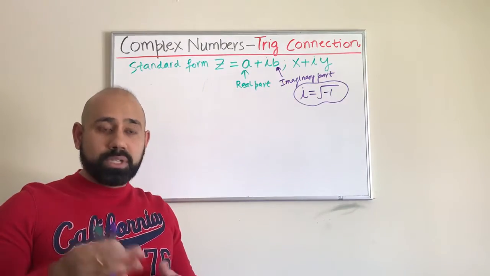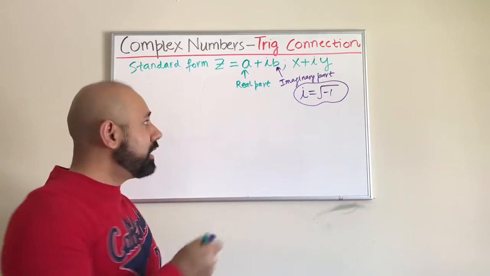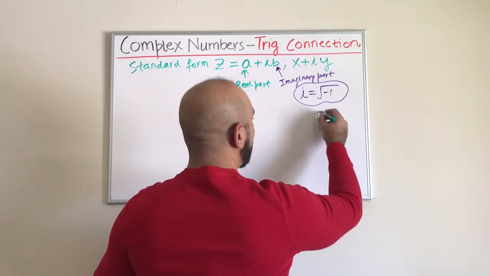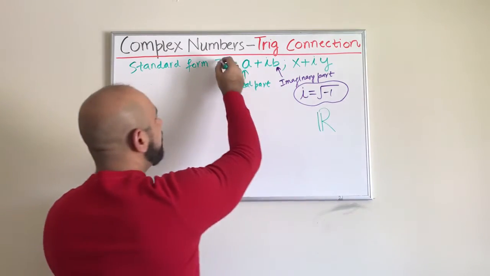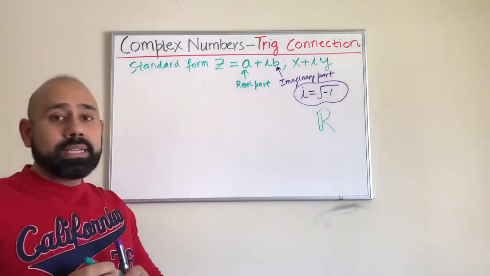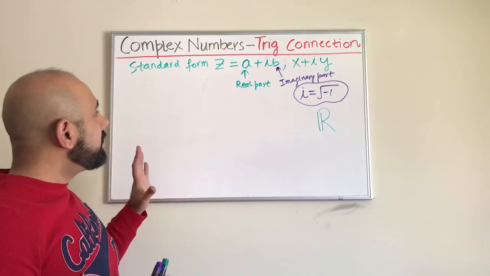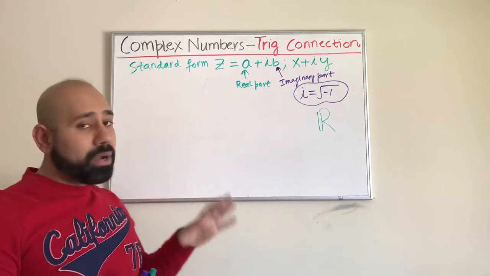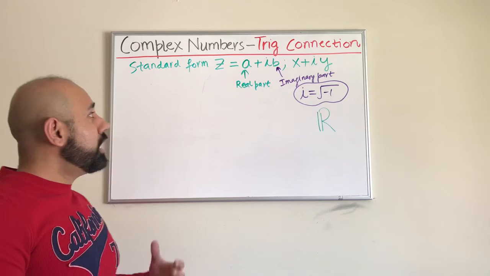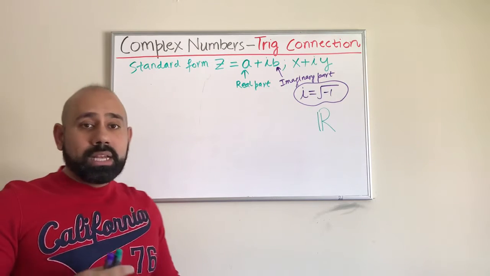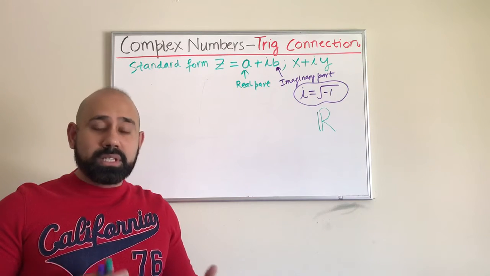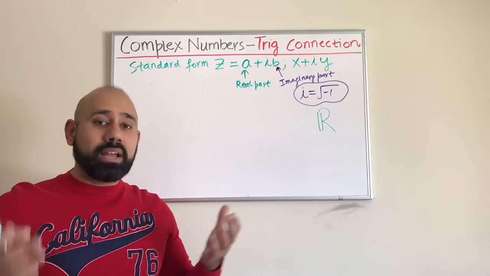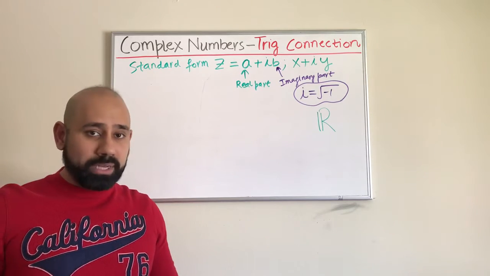Real numbers we represent by the capital R, which looks something like this, and complex numbers are usually represented by a z. This is the basic way of writing a complex number in standard form. Based on this, we can graph complex numbers. Now, how do we graph complex numbers? Graphing complex numbers is not too complicated.